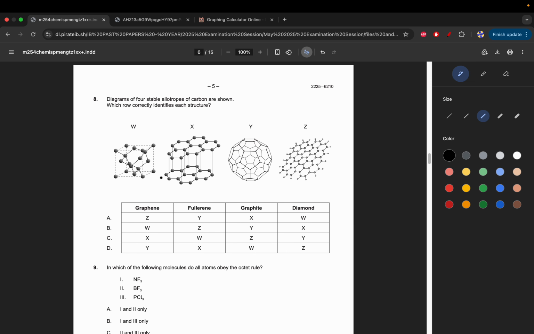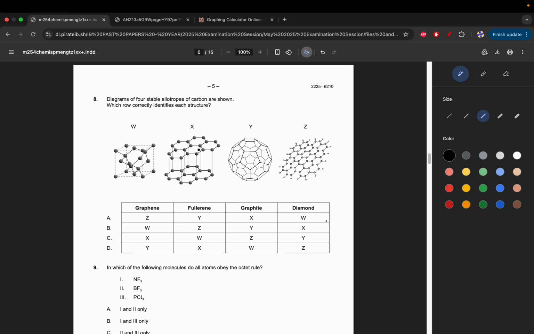Diagrams of 4 stable allotropes of carbon are shown. Which row correctly identifies each structure? We start with W. We know that every single carbon in W seems to be bonded to 4 other carbons, and it's in a tetrahedral structure. So that would mean that it's going to be diamond. So we know that it's here. And indeed, that's enough information to figure out that it's A, but we'll keep going.